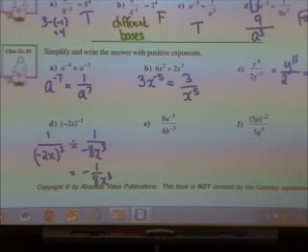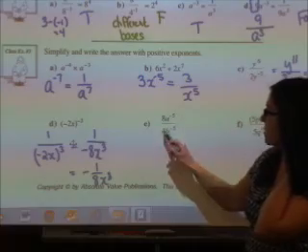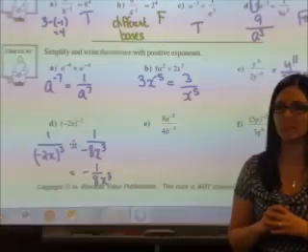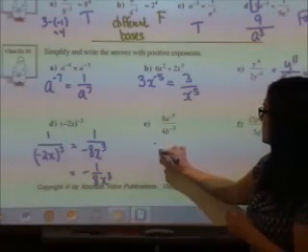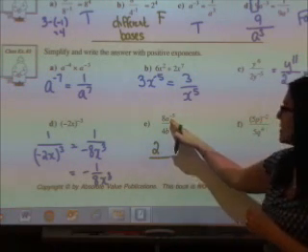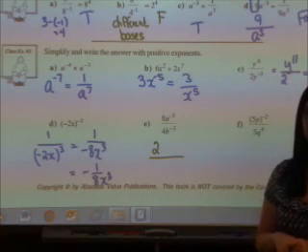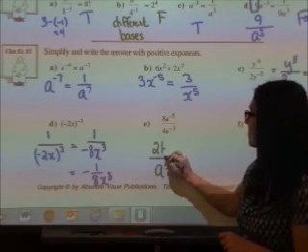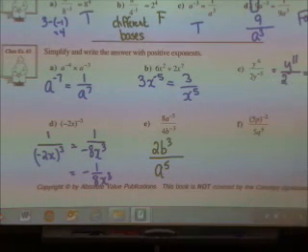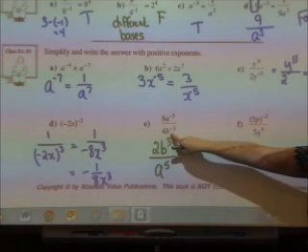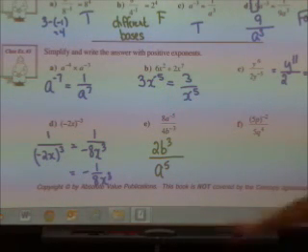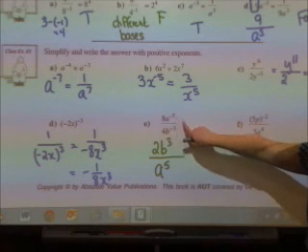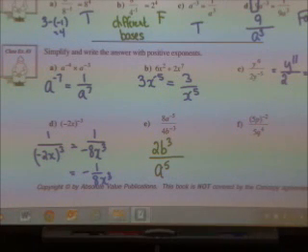Okay, if we look at E, 8 divided by 4. 2. And then what happens to the a to the power of negative 5? A to the positive 5 on the bottom. Yep, and then b to the positive 3 on the top. They just switch places. So if b is negative on the bottom, it's going to be positive on the top. If the power of a is negative, it's going to be positive on the bottom. Okay, what would I do with F? Just switches.